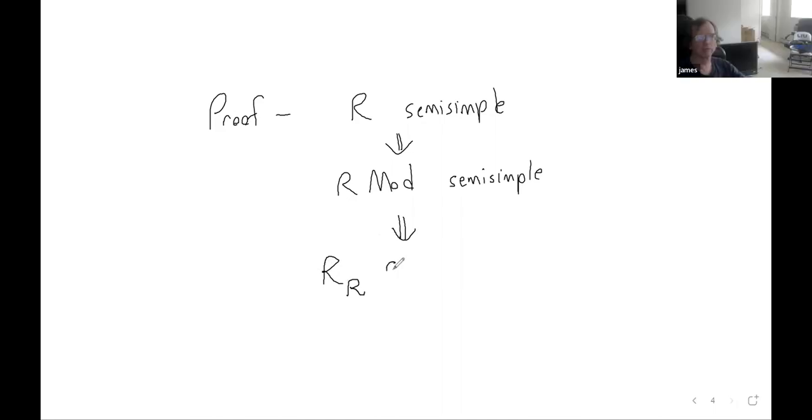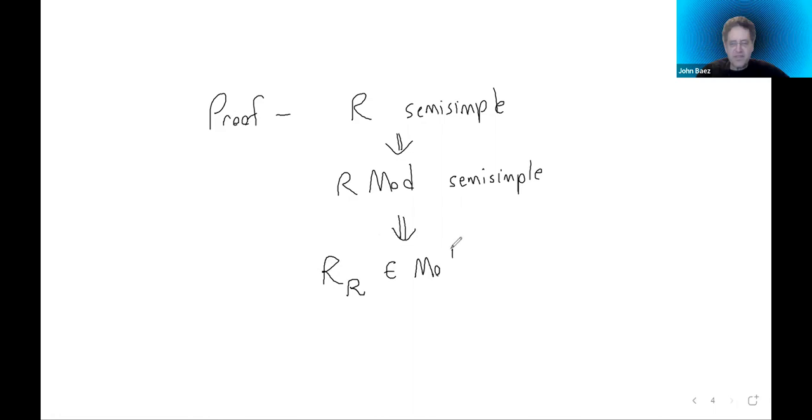Okay. So I guess R could also stand for right, but that's not what it stands for here. So this thing is a coproduct of simple objects.